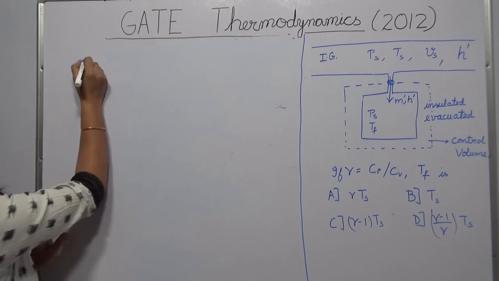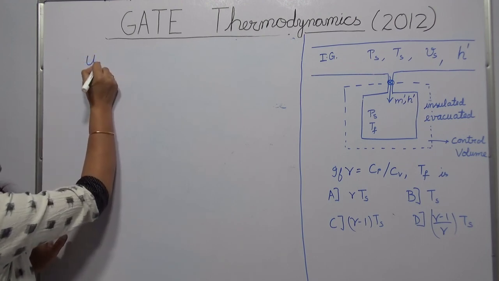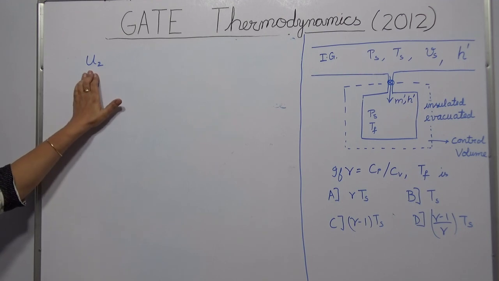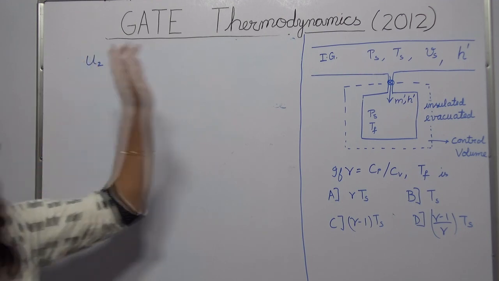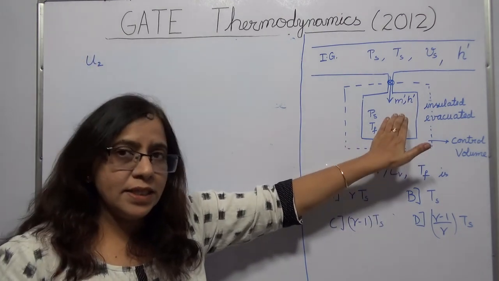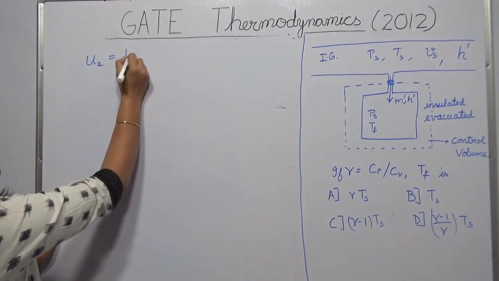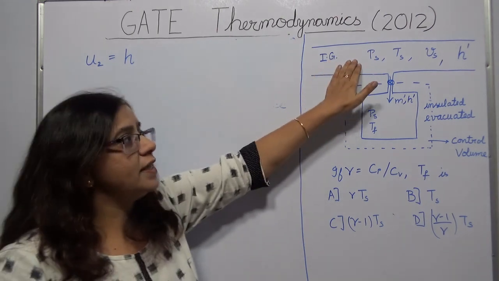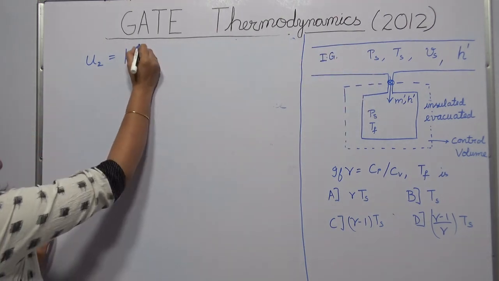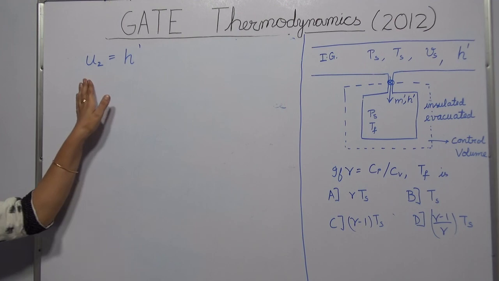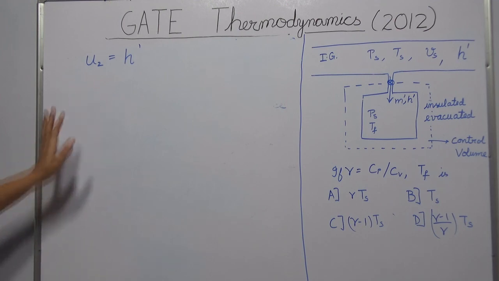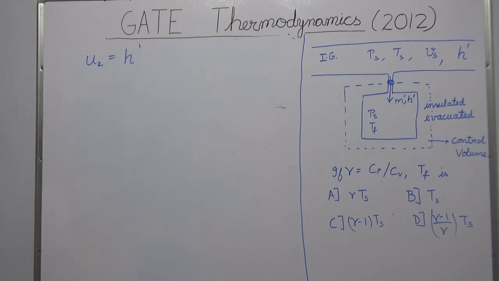So I am going to erase everything else and write just this over here. The specific internal energy of the gas in the cylinder once it is charged is equal to the enthalpy of the gas in the pipeline.